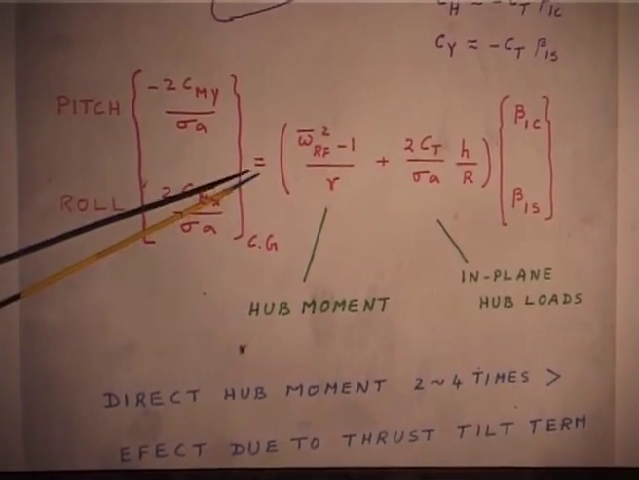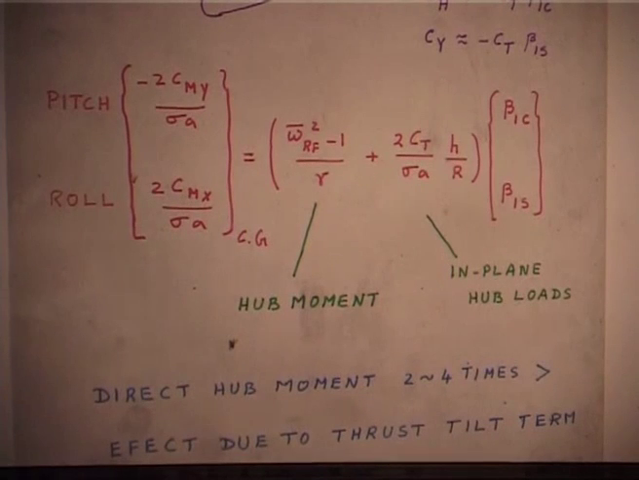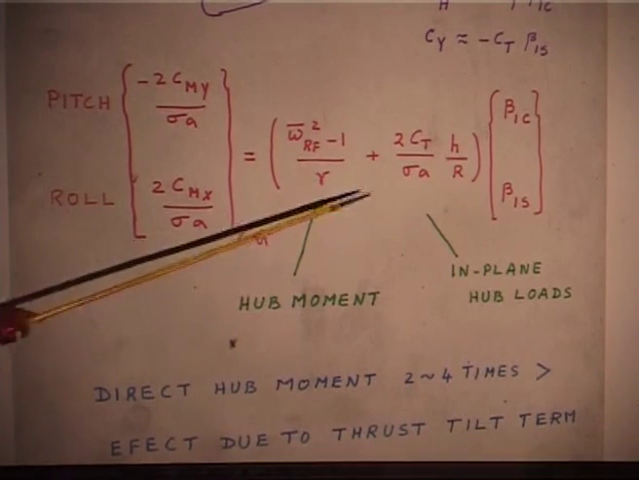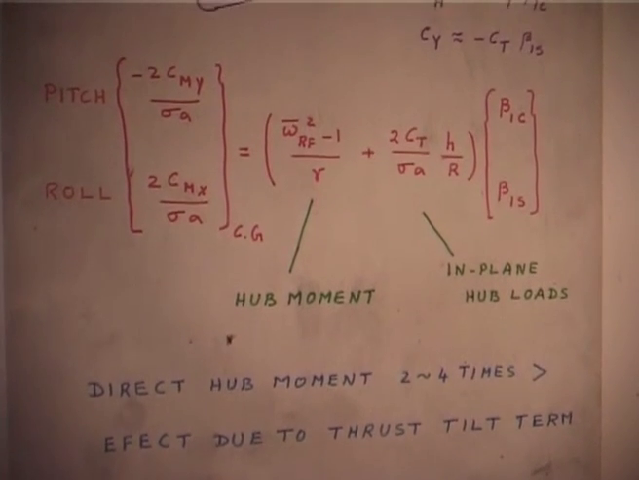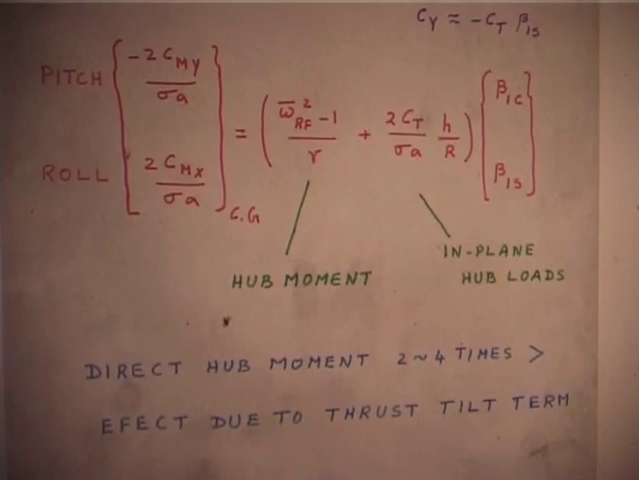This is the direct hub moment, and this is through tilt of the thrust. So you have two sources. Due to tilt of the thrust vector, the moment you get is some, but the direct hub moment is sometimes 2 to 4 times greater than the effect due to tilt, because CT value you can substitute, sigma you substitute, A you substitute, h over R you take, you will find.